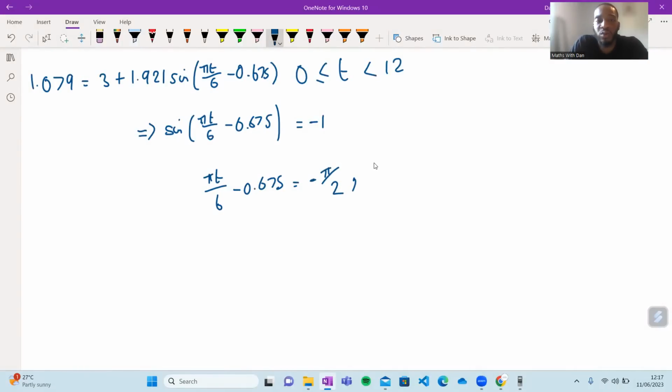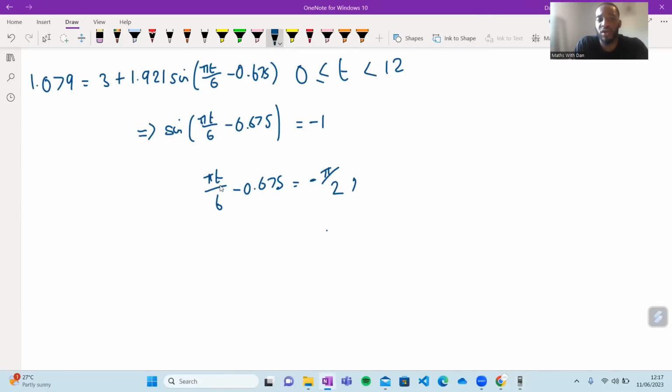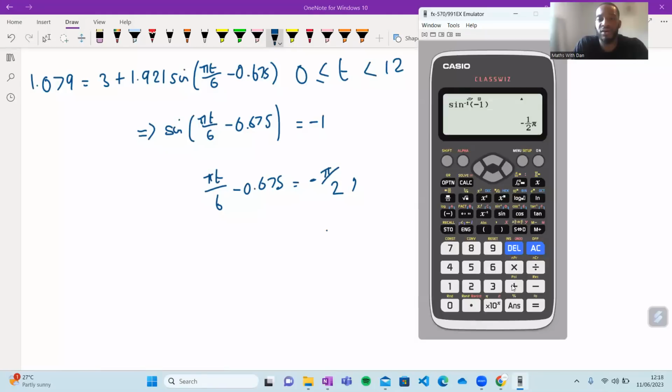So I need to go to the next one, don't I? Okay. So just quickly, remember we're solving an equation between 0 and 12. T has to be positive. So when I do the sine inverse, I get minus pi over 2. Now, because I'm looking for t, I need to rearrange this. The first thing I'm going to do is add on the 0.675.